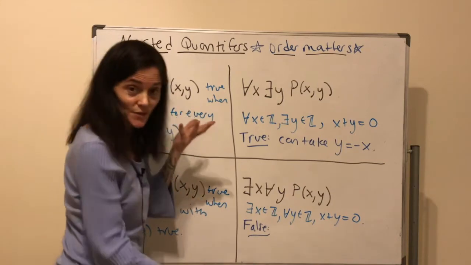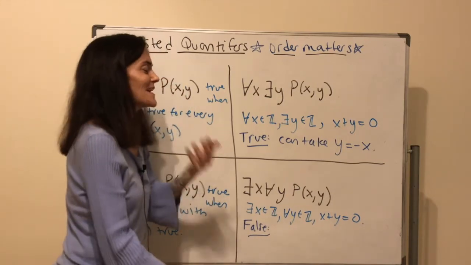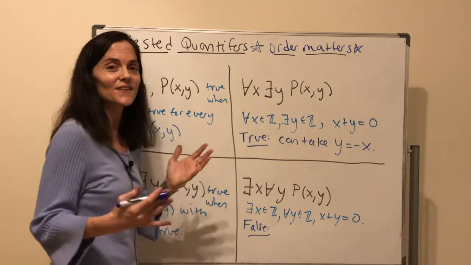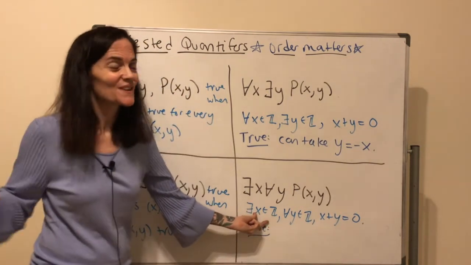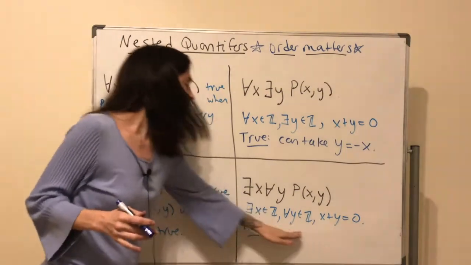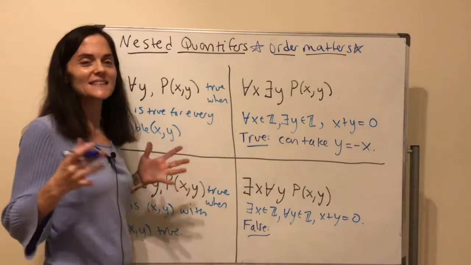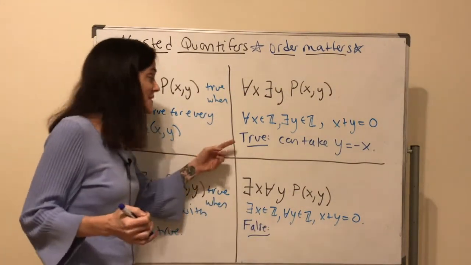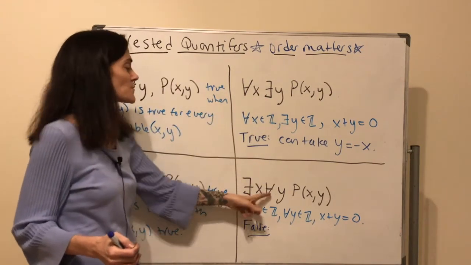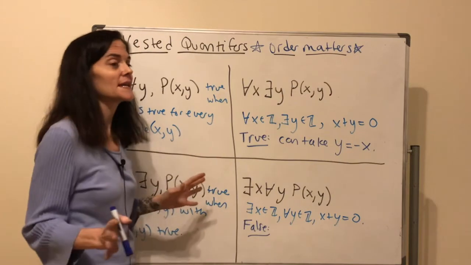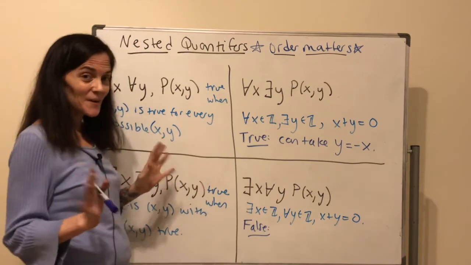Now, is that going to work for 2? Well, no. Minus 1 plus 2 is definitely not 0. So there's not one x. You see that there exists comes first, such that for all y, x plus y is 0. And this is really the difference between for all there exists versus there exists for all. The order matters here. That's quite important.